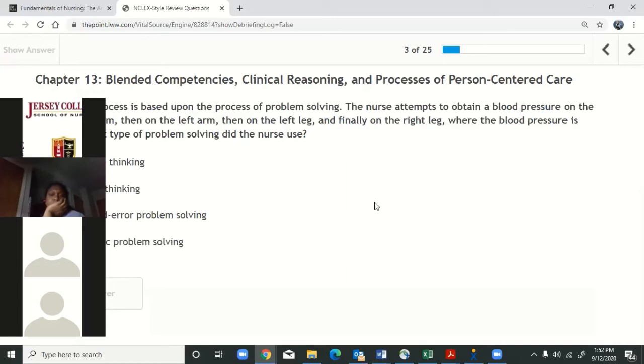Nursing process is based upon the process of problem solving. The nurse attempts to obtain a blood pressure on the client's right arm and then on the left, and then on the left leg, and finally on the right leg, where the blood pressure is obtained. What type of problem solving did the nurse use? Is it D? Is it C? I would go with C. C. Yeah, I think it's C too.